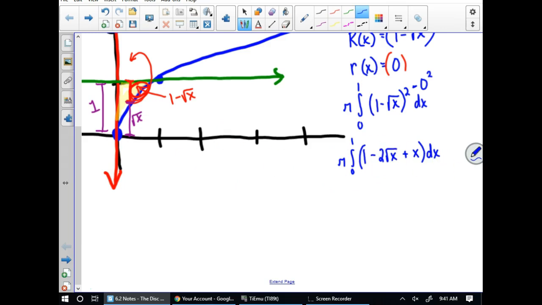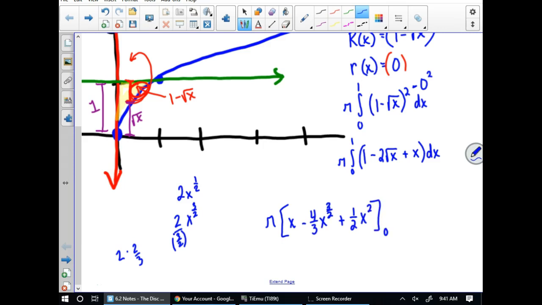So here, when we integrate, we're going to have pi, and we'll have x. Let's see. That's 2x to the 1/2, which is going to be x to the 3/2, and 2 divided by 3/2, so 2 times 2 over 3, so minus 4/3 x to the 3/2 plus 1/2 x squared, and we'll evaluate that from 0 to 1.